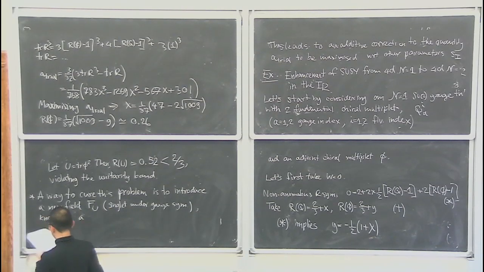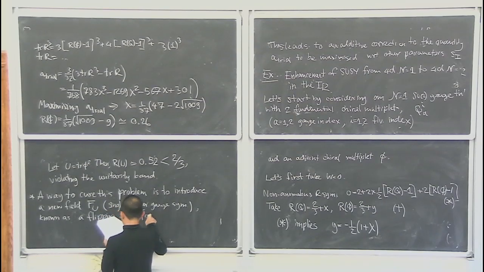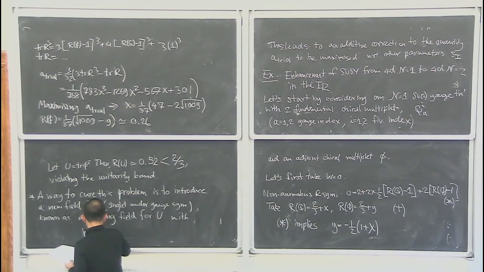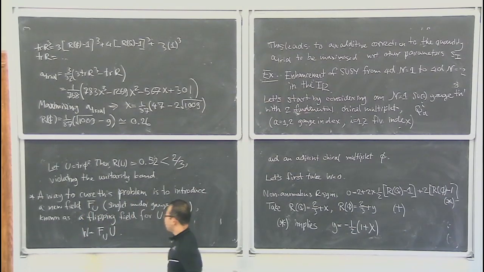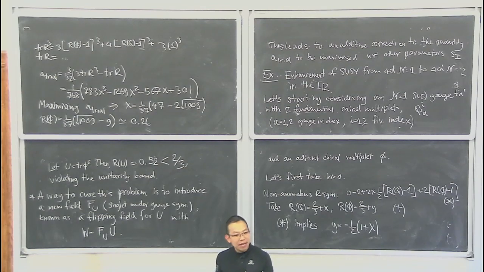Some people call it flipper, okay? Flipping field F_U for U, with the superpotential, a very simple superpotential. You put this thing in as F_U times U. Okay, can anyone tell me why this is beneficial? Because this is a singlet, you are allowed to take the derivative of W with respect to F_U. What happens? U equals 0. You wipe U out basically from the problem. Okay?